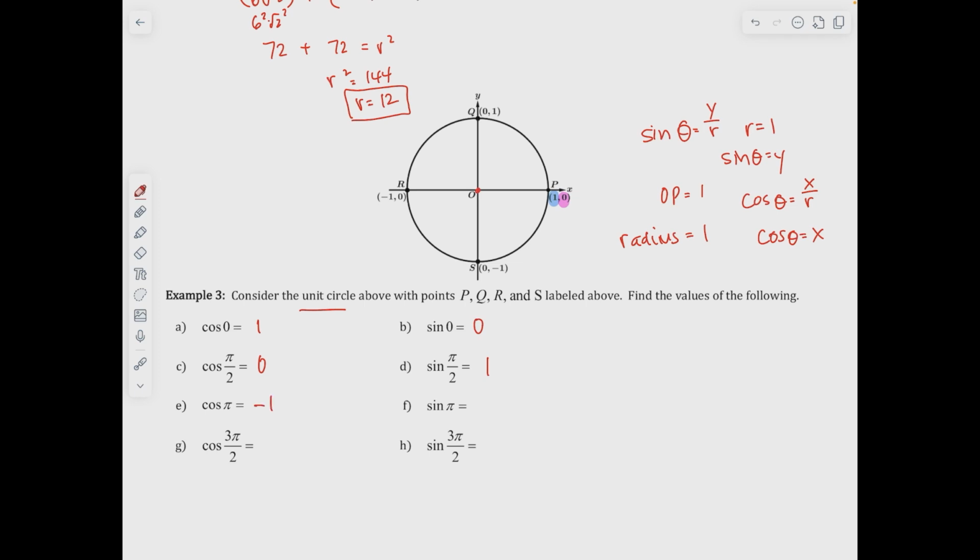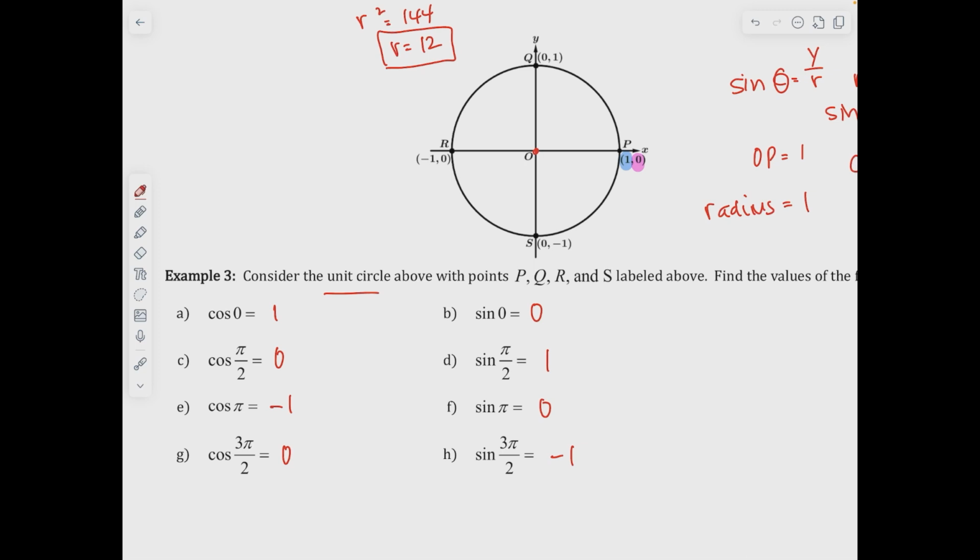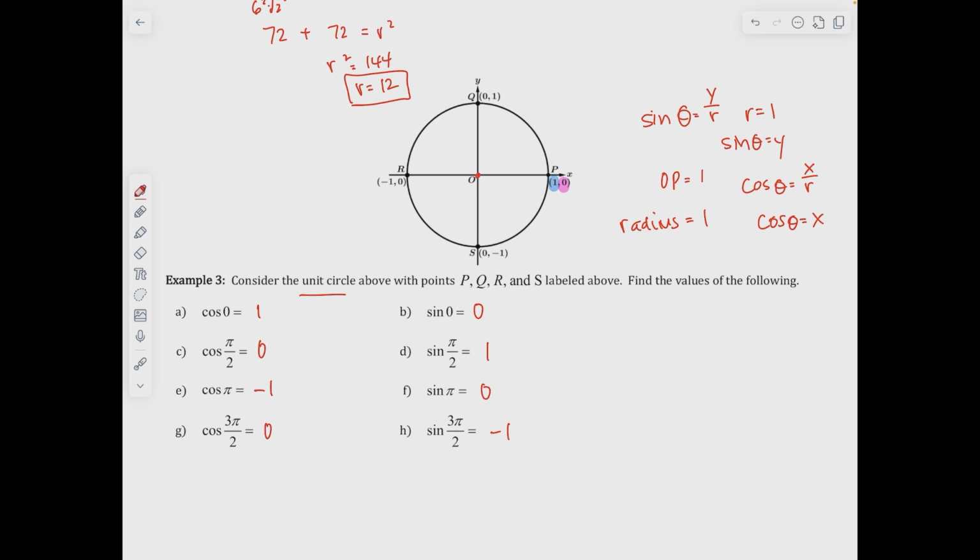At pi, the x coordinate is -1. The y coordinate is 0. And at 3 pi over 2, the x coordinate is 0, and the y coordinate is -1. So at these 4 quadrantal angles, the x coordinates are 1, 0, -1, 0, and the y coordinates are 0, 1, 0, -1. Cosine is the x coordinate and sine is the y coordinate.